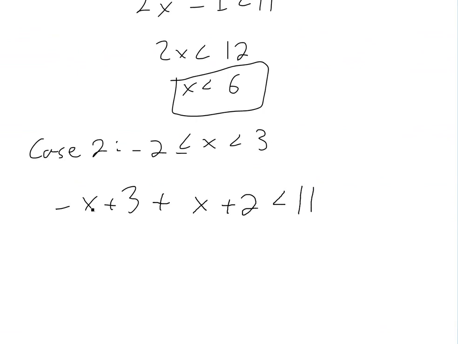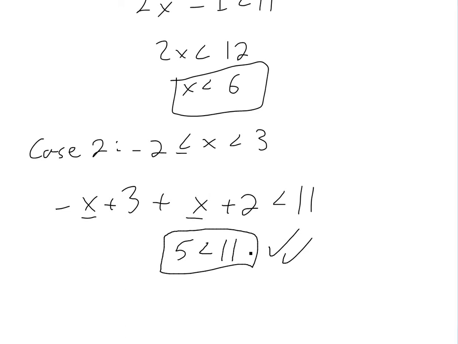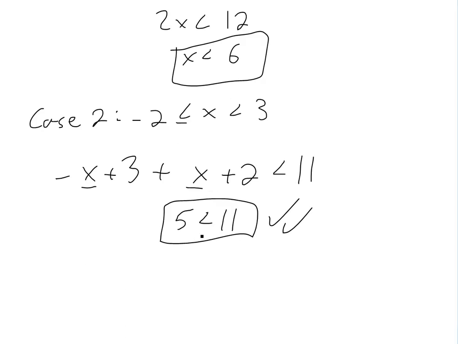Now, as you can see, these x's cancel. So this and this cancel out, and these ones add up. We're going to be left with 5 is less than 11. And this is true, 5 is less than 11. But we don't get any answer out of this. This is just to make sure that our equation is true, so that's true.